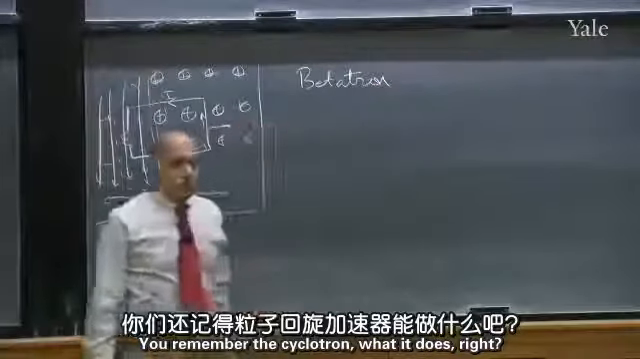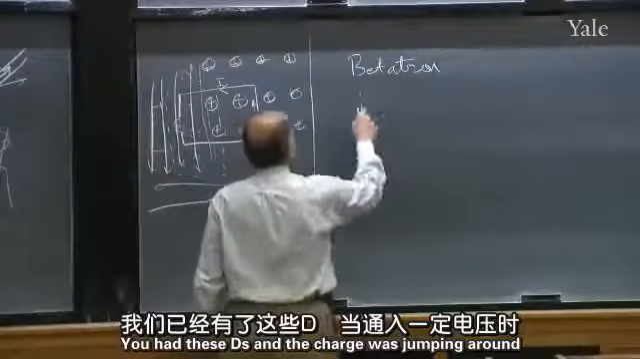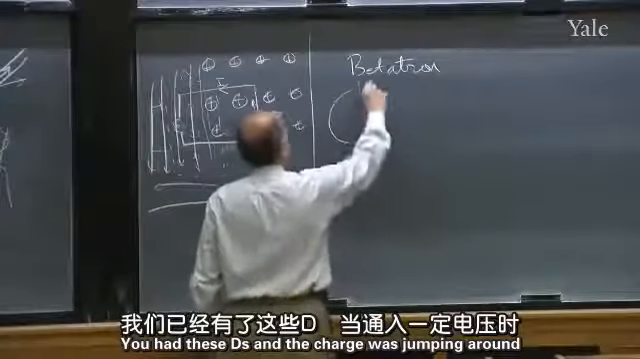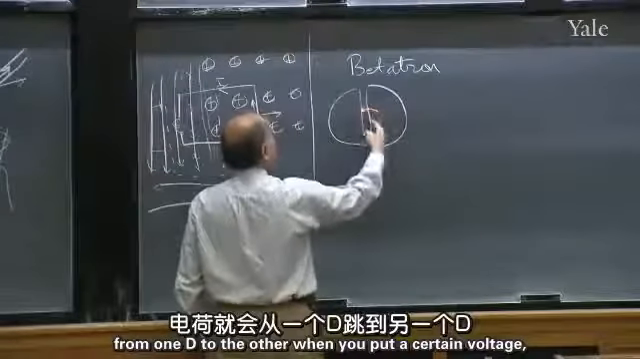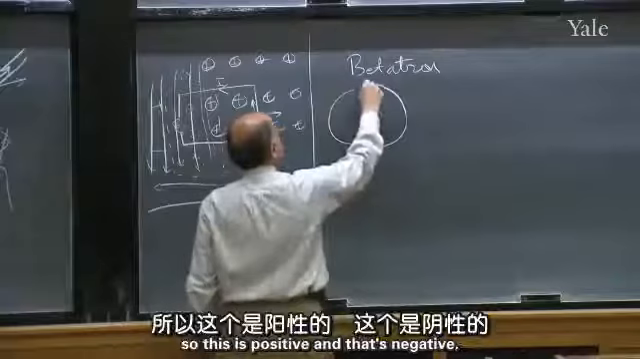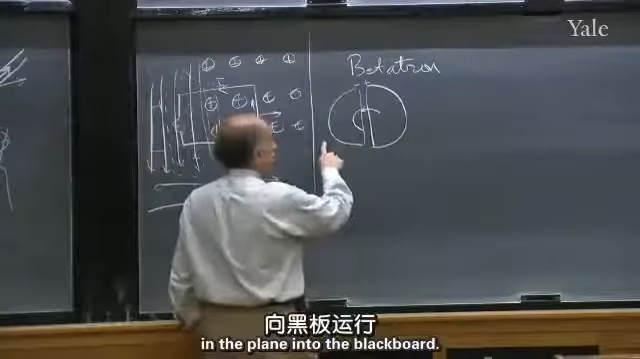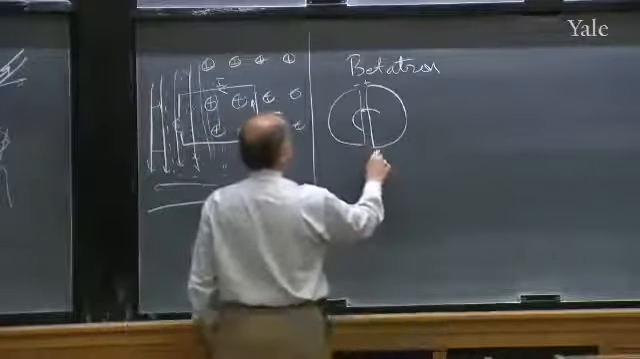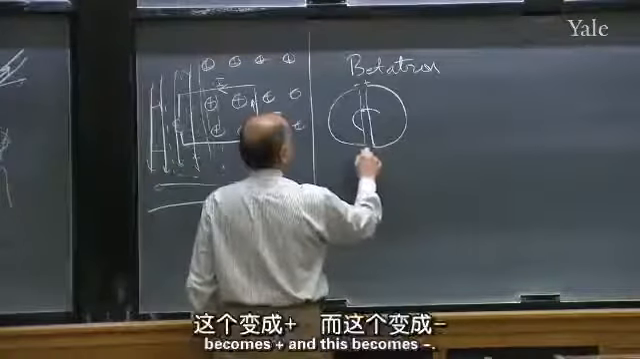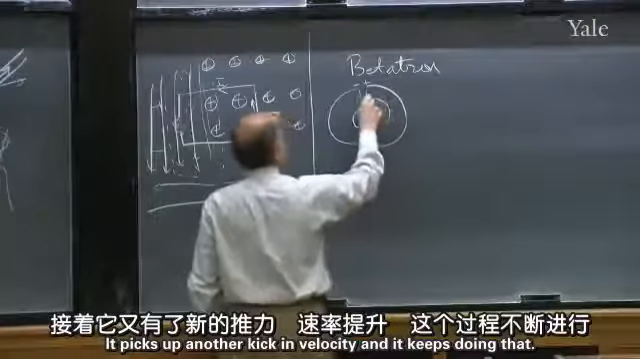You remember the cyclotron, what it does, right? You had these D's, and the charge was jumping around from one D to the other when you put a certain voltage. So this was positive and that's negative. It bends in a magnetic field, which is going into the blackboard, and it gets another kick, and when it comes here, you reverse the polarity so that this becomes plus and this becomes minus. It picks up another kick in velocity, and it keeps doing that.